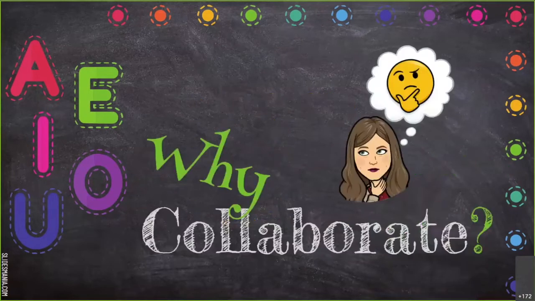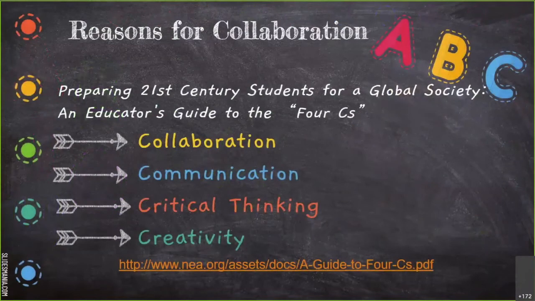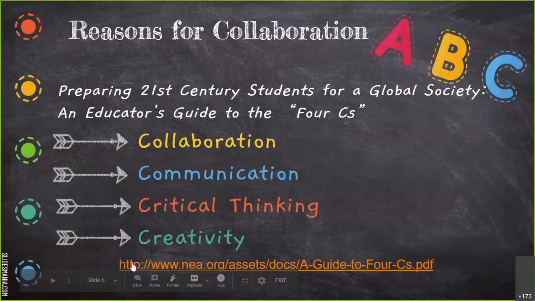All right, why collaborate? Why do we need student collaboration? There's a pamphlet written by the National Education Association, Preparing 21st Century Students for a Global Society, and they come up with these 4 C's for students to be successful global citizens: collaboration, communication, critical thinking, and creativity. I've linked the guide there at the bottom if you would like to read more about that. It says those are the things we need students to be able to do to be successful, and we have to foster those skills in our students.